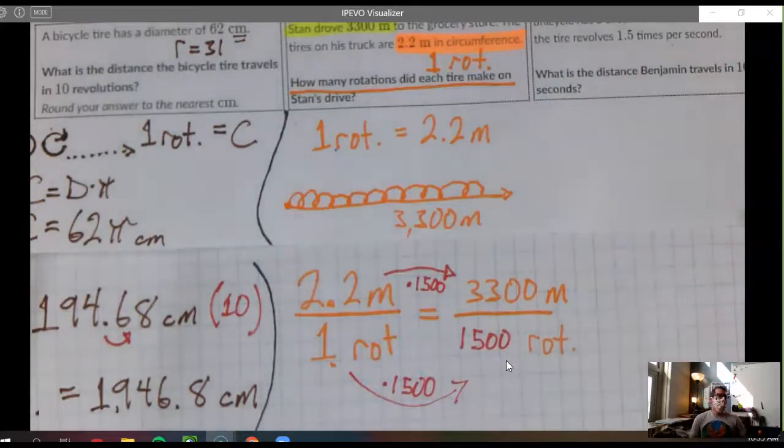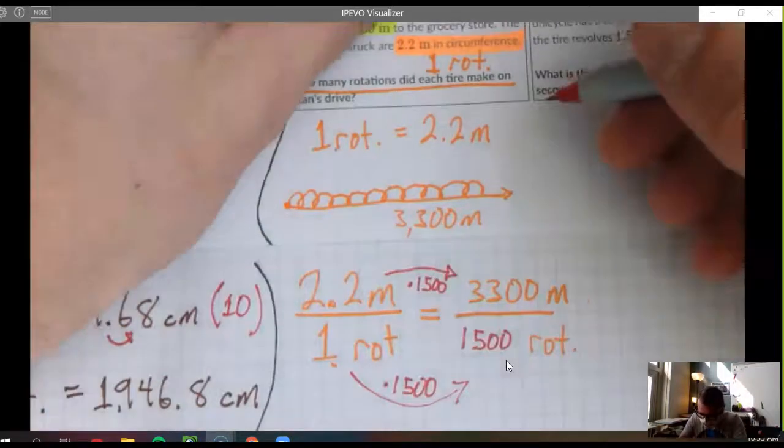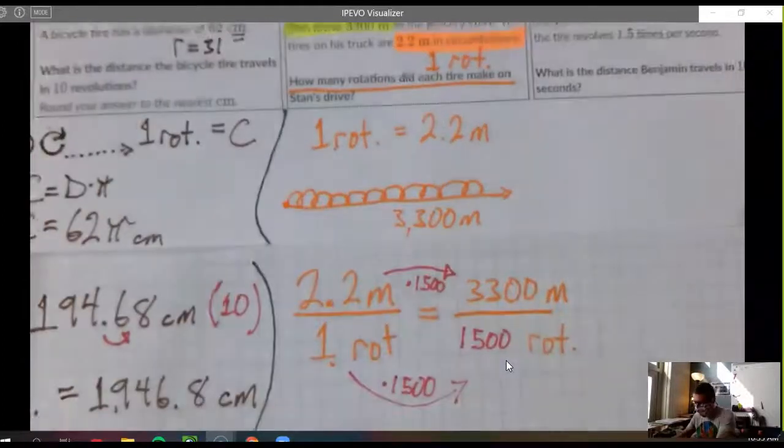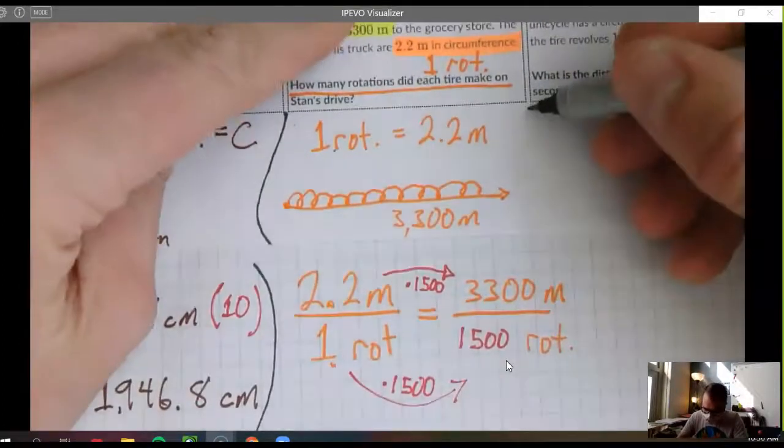Here's a question to think about. When going the same distance, think about your bike and your little sister's bike or whoever, here to home, whatever, would a big tire rotate more or would a small tire rotate more? So think about that for a second. But what if you only have one tire, like a unicycle?